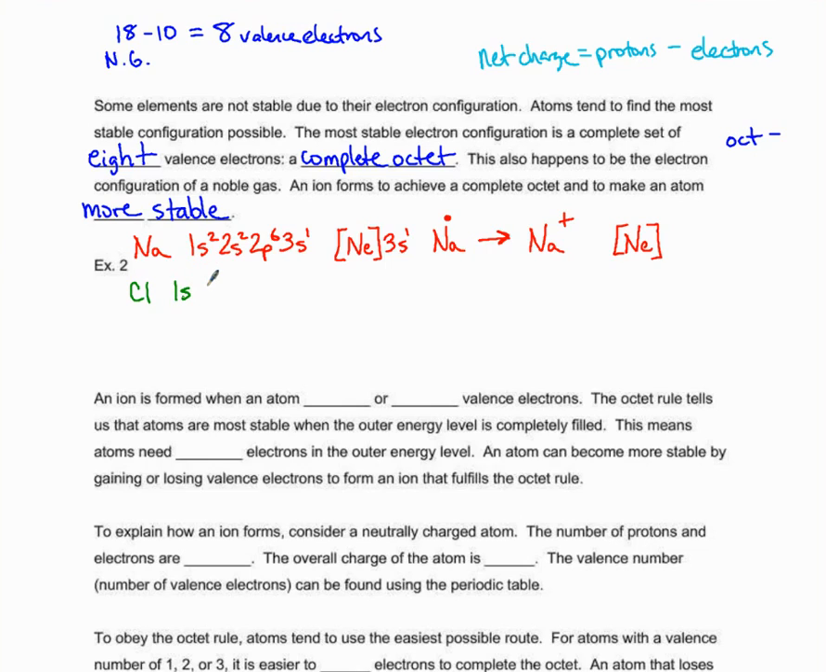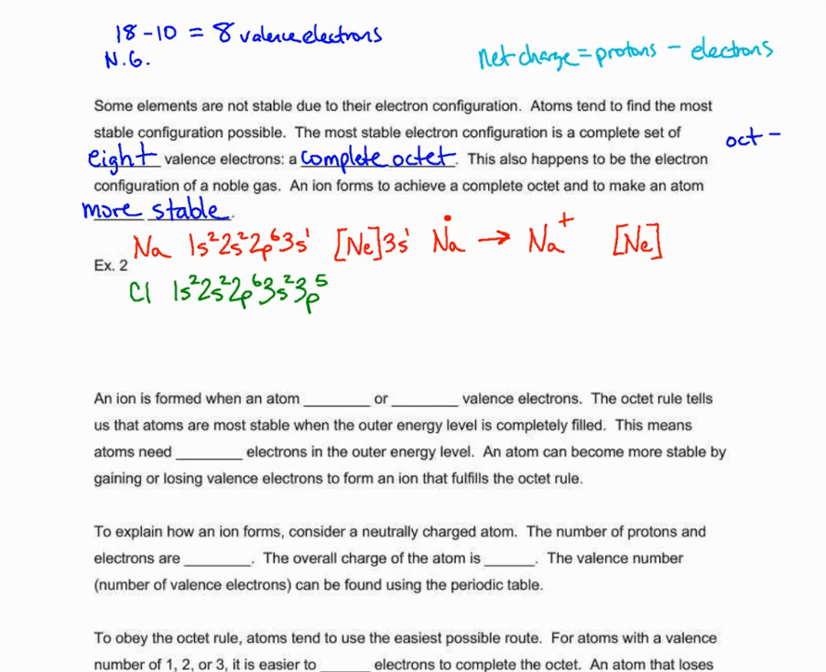And it looks like 1s2, 2s2, 2p6, 3s2, 3p5. And if you need to double check your count, 2 plus 2 is 4, plus 6 is 10, plus 2 is 12, plus 5 is 17. 17 is what we were looking for.